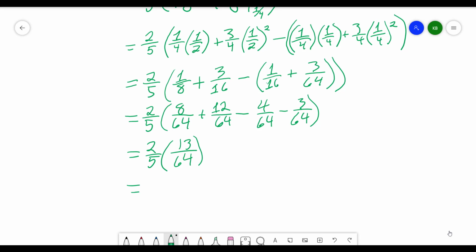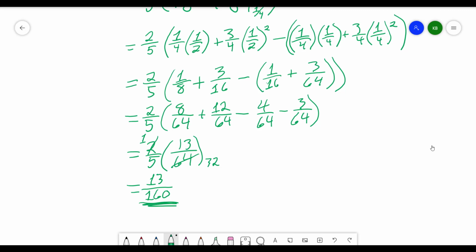And then I just have this multiplication to do. And I noticed that the 2 can cancel into the 64. So this becomes 32, this becomes 1. So I have 1 times 13, or just 13 in my numerator. And in my denominator, I have 5 times 32, or 160. So the probability that my random variables fall within the regions given is 13 out of 160.